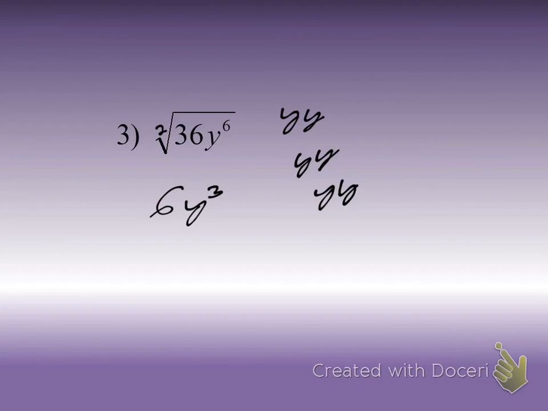If you don't see the index, like I said, it's 2. So the way the variables work, as long as it's perfect, you just do exponent divided by index. If it was a 3 right there, it would be y squared, because 6 divided by 3 is 2.